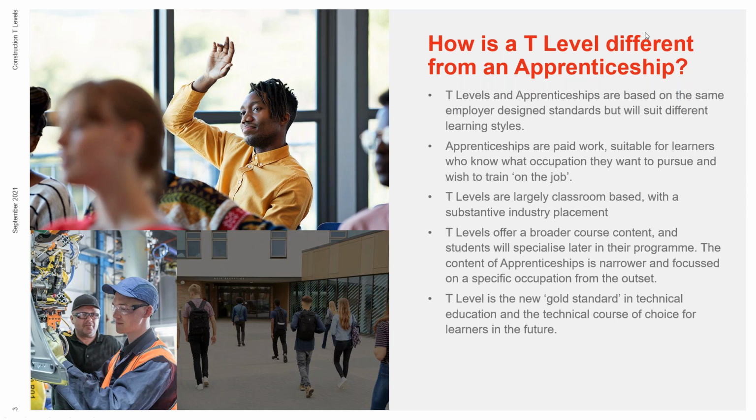So how do T-levels differ? As we've already mentioned, the T-level is 80% classroom based and 20% industry placement based, where with apprenticeships it's vice versa: 80% in the workplace and 20% off the job. Apprenticeships are paid work and suitable for learners that are employed in that position and demonstrating their vocational competence over a period of time, and then finally through an endpoint assessment. A T-level demonstrates threshold competence, so they're doing a lot of training and skill development, which will be assessed similarly to an EPA, if you like.